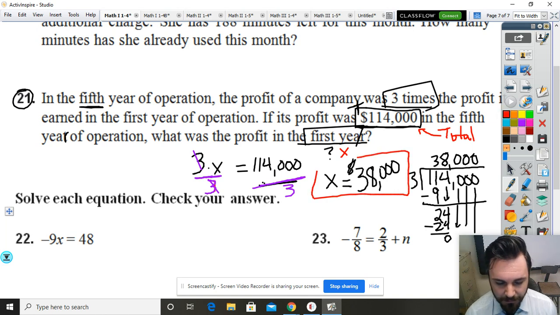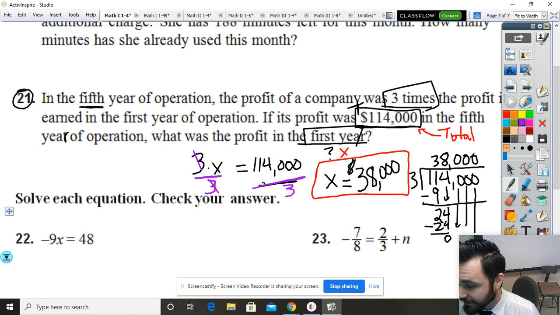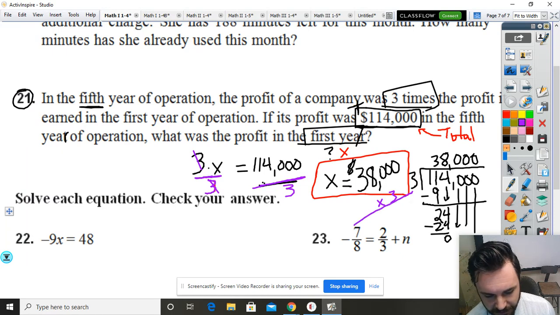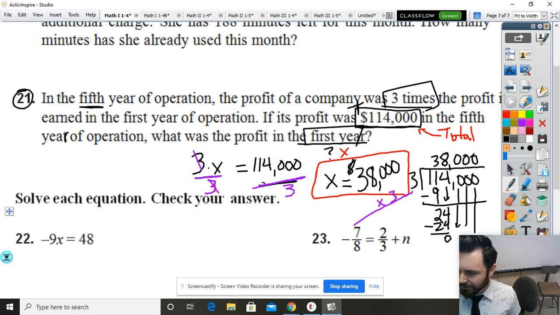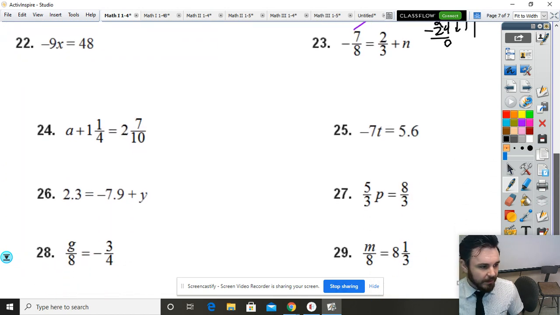This is my answer. Most of you are like, all right, move on to the next. But real quickly, if I just multiply this by 3, if we're saying in the 5th year it's 114,000, well, if I multiply this by 3, and you go ahead and multiply that out, you will get 114,000. Just to check your answer. That's all that's for, just a little guarantee that you're doing it right.